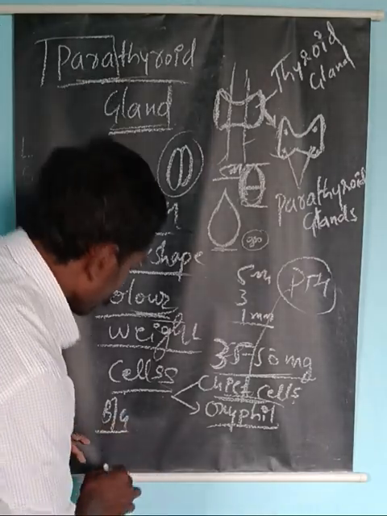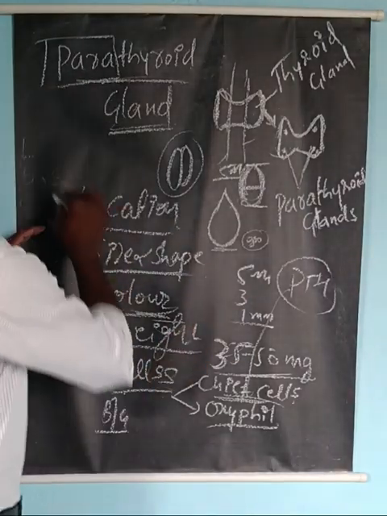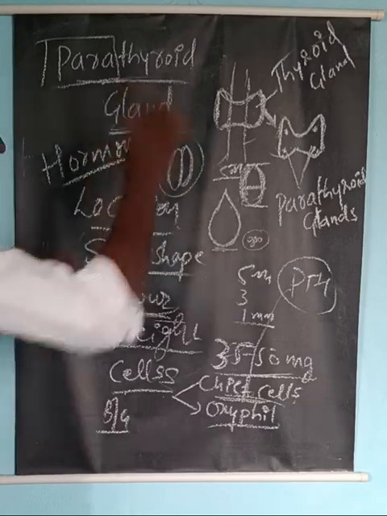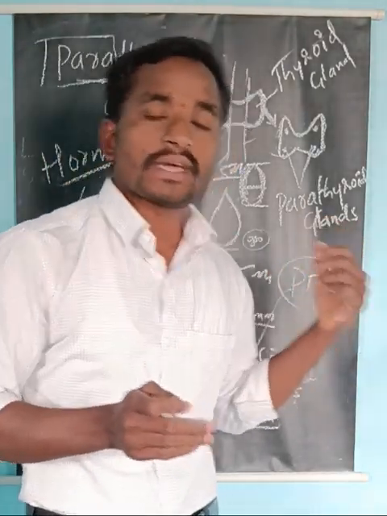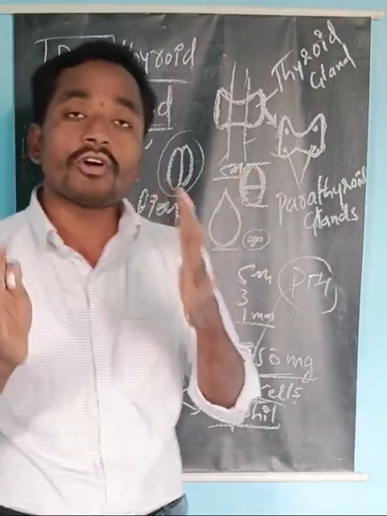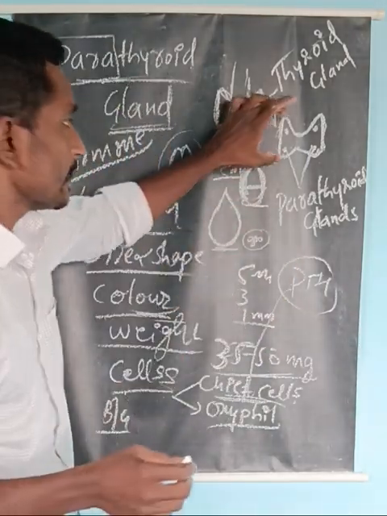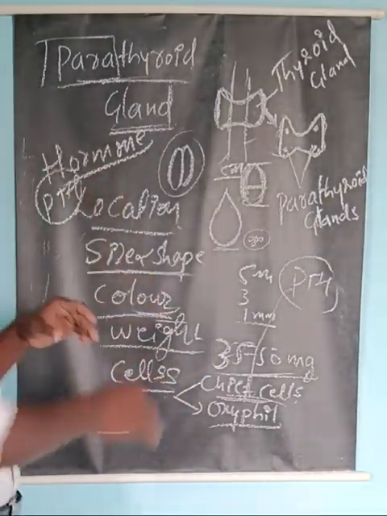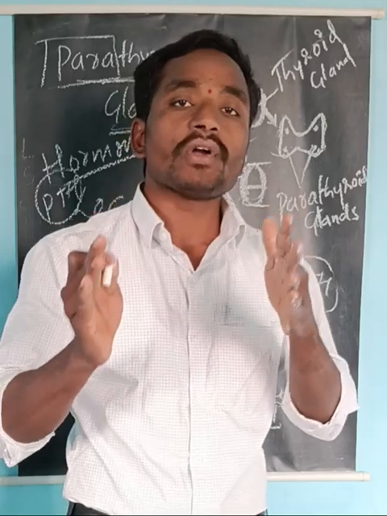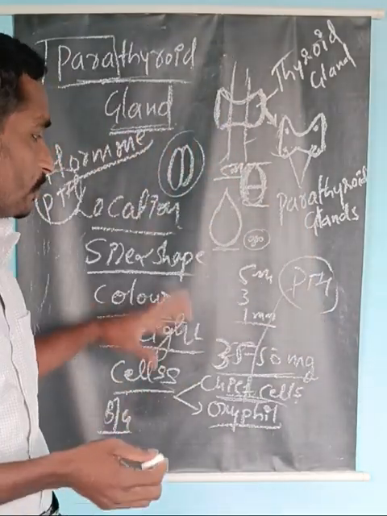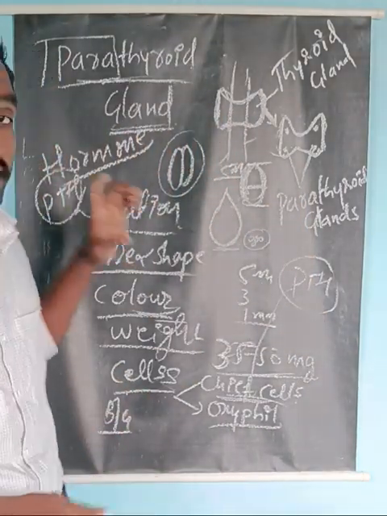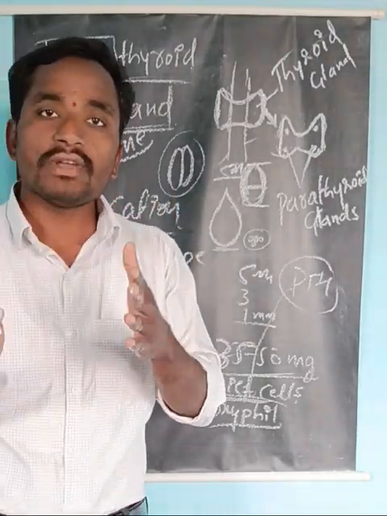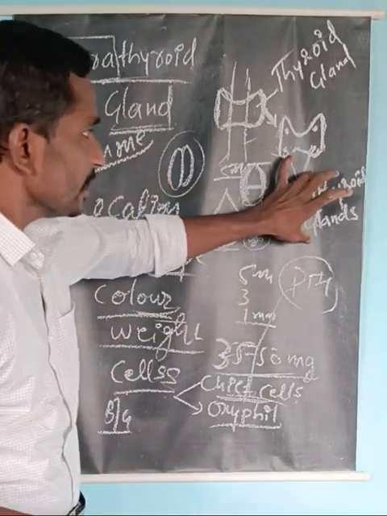Now come to the functions of the hormone secreted by the parathyroid gland. The most important hormone secreted by the parathyroid glands is PTH, parathyroid hormone, also called parathormone. One of the most important functions of parathyroid hormone is to maintain the calcium as well as phosphorus level in the body.